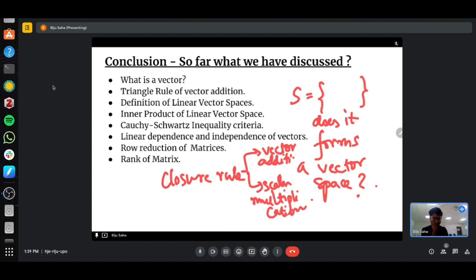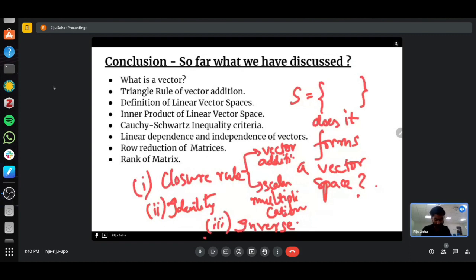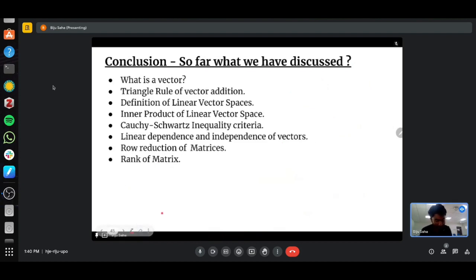So those are 2 of the rules, and the third rule was the existence of identity. The vector set should have an identity element, and that identity element should lie in the vector space itself. And the next was the existence of inverse. Every element again should have an inverse that lies in the same set itself. So given this particular set S obeys all of these conditions, we concluded that it indeed forms a vector space.